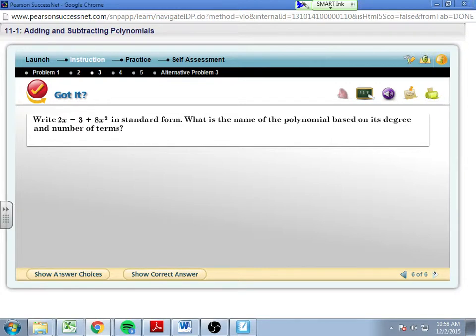All right, try it on your own. Standard form, combining like terms if possible, write in order of the degree. And then name it. What is this? Is it a binomial, a trinomial, quadnomial?